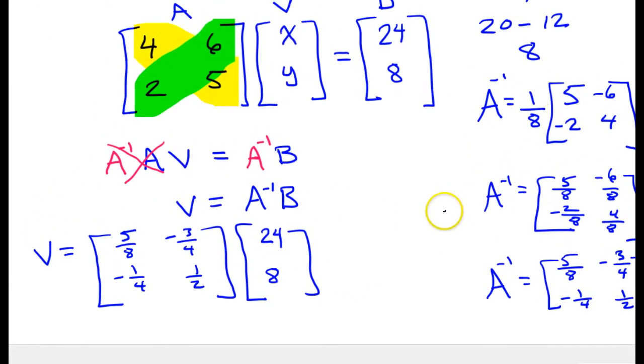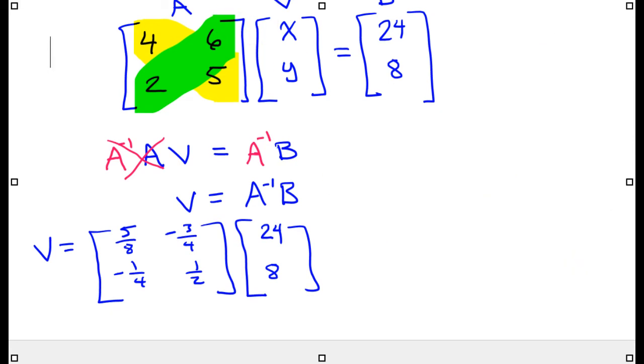I'm going to have to erase some of this stuff over here because it's in my way. The dimensions of matrix A inverse are 2 by 2. The dimensions of matrix B are 2 by 1, 2 rows, 1 column. This is good because the inner dimensions have to be the same, and the outer dimensions tell me the dimensions of my final answer. See how the outer dimensions are 2 by 1? That means my final answer is going to have 2 rows and 1 column.